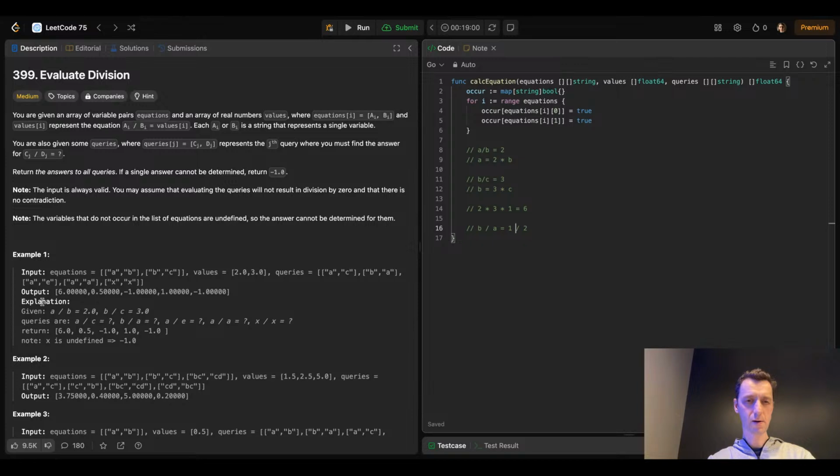Then there are queries that don't exist. When we have E that doesn't exist, okay, A divided by A, that's 1, and X divided by X is nobody knows because X doesn't exist. Although it should be 1, but we don't know. Variables that do not occur in the list are undefined, so the answer cannot be determined for them.